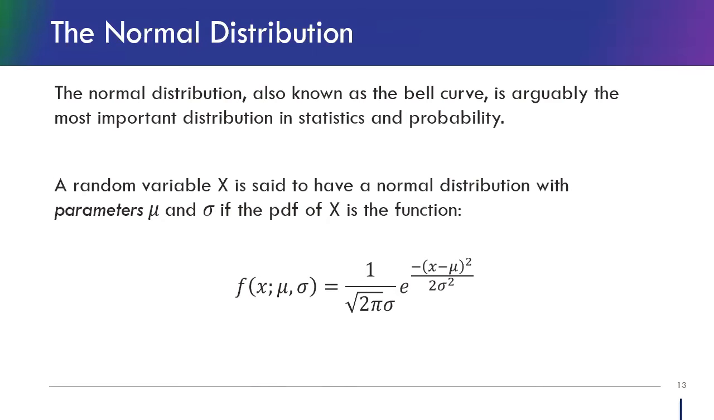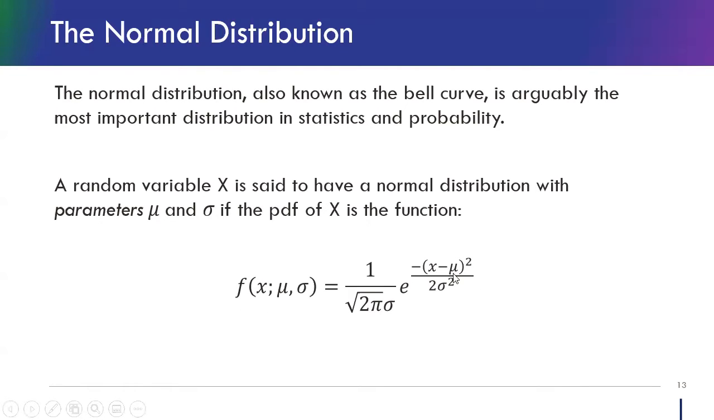Okay, so the uniform distribution is the simplest for a continuous random variable. Now we're going to talk about the most commonly used distribution, I would say, in statistics and probability: the normal distribution. We also sometimes call it a bell curve, because when you plot its PDF, it looks like a bell. This random variable X is said to have a normal distribution with mean mu and standard deviation sigma if the PDF of X is of this form.